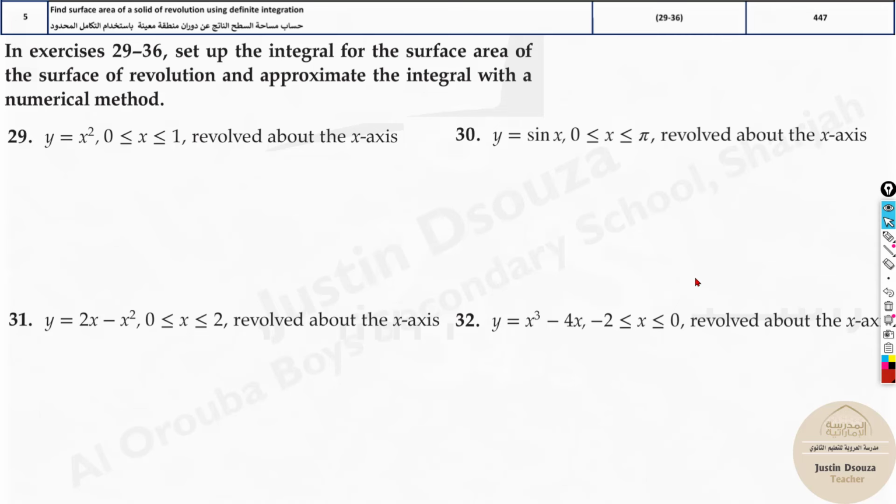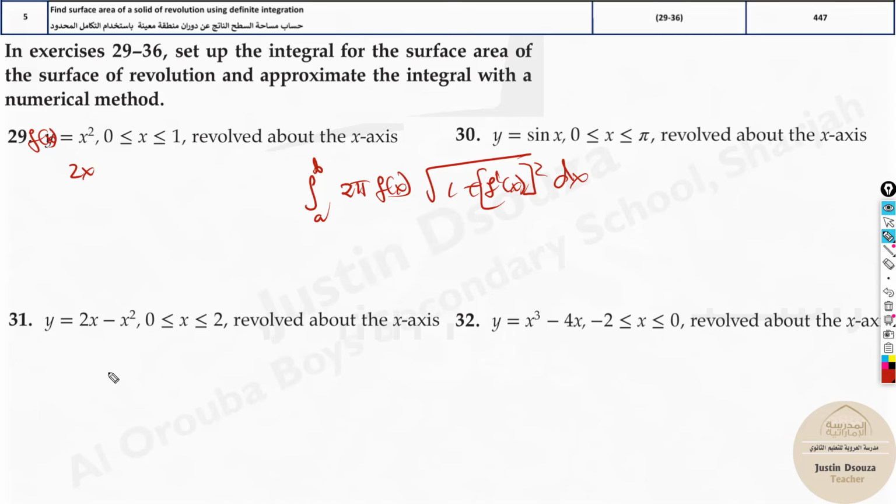Now let's look over here. These problems are very simple. First you need to know the formula. Let's write it out over here. A to b, 2 pi, and the function is the extra thing. Function f of x means y, okay? This is f of x. And what else? Square root of 1 plus f prime of x the whole square dx. This is it. You need to derive each function.